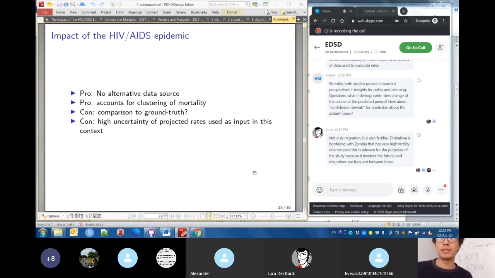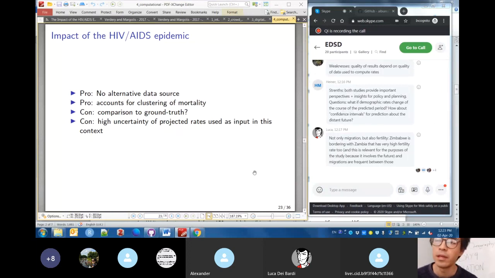As has been mentioned already, one pro is that there is no alternative data source. One con is that it's difficult or impossible to compare to ground truth because it simply doesn't exist. Then there's also the issue of uncertainty: the further we go into the future, the more uncertain things get. There are two main sources of uncertainty.